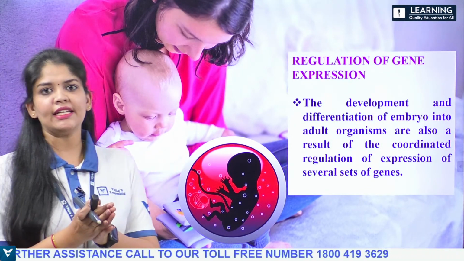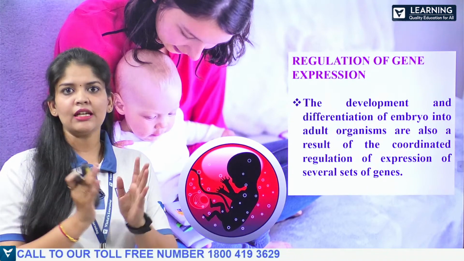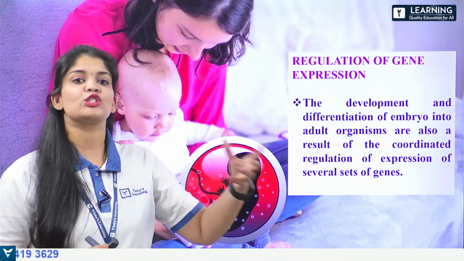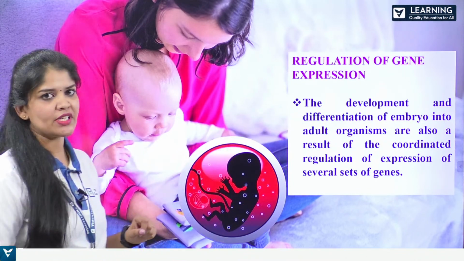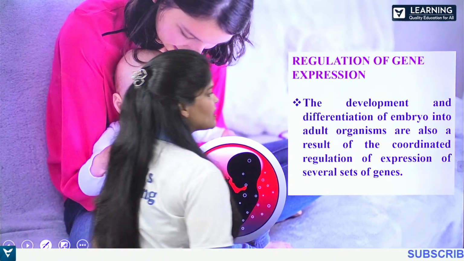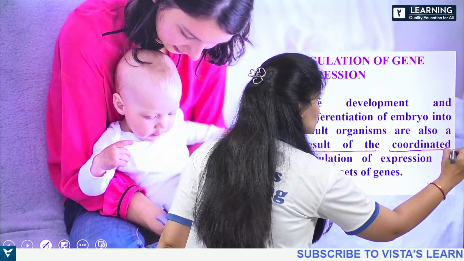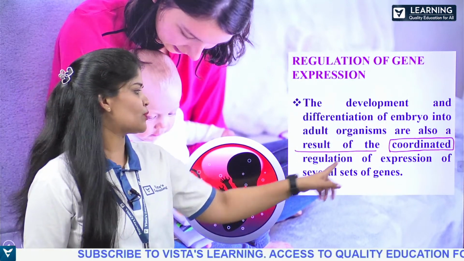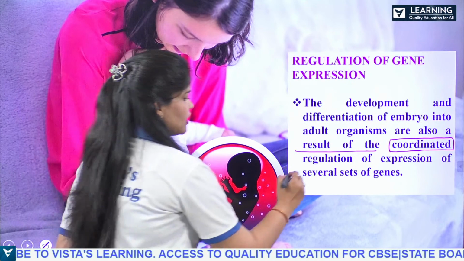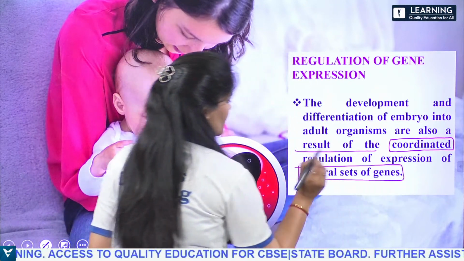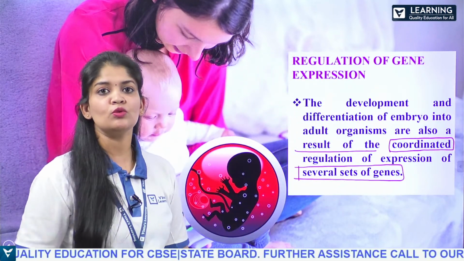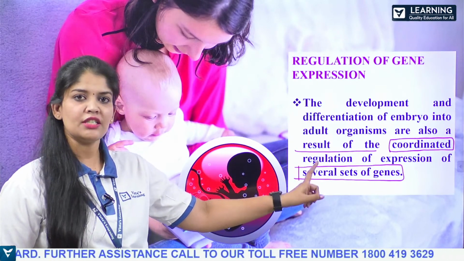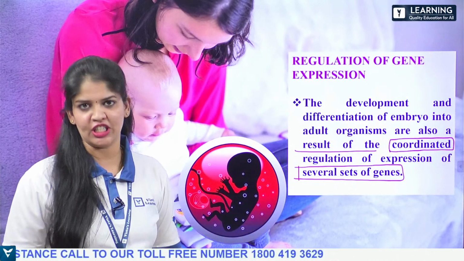All this is a coordinated and well orderly going fashion. So that is what we consider as gene expression. The development and the differentiation of the embryo into adult organisms are always a result of well coordinated regulation of expression of several sets of genes. Differentiation of the embryo into adult requires the regulation of several sets of genes.